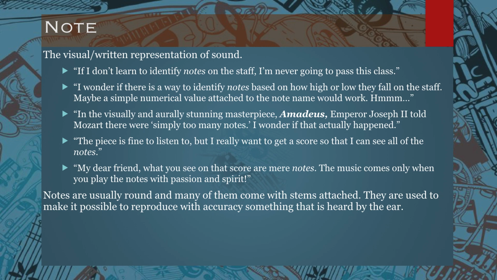So here are a few examples of it in a sentence. If I don't learn to identify notes on the staff, I'm never going to pass this class. That's absolutely true. Unit 1, if you don't learn to identify those notes, you're going to be in really big trouble. You need to take the time to learn to identify the notes in the treble and the bass clef. I'm just warning you about that now. I wonder if there's a way to identify notes based on how high or low they fall on the staff. Maybe a simple numerical value attached to the note name would work.